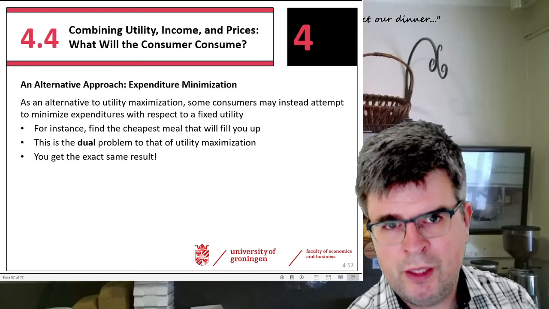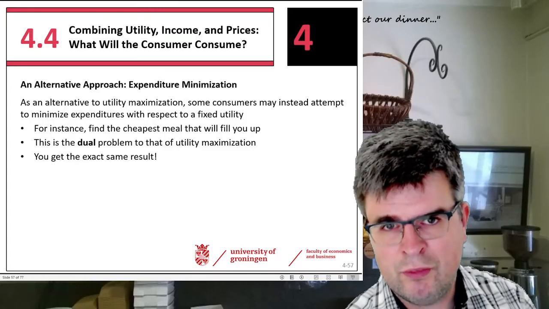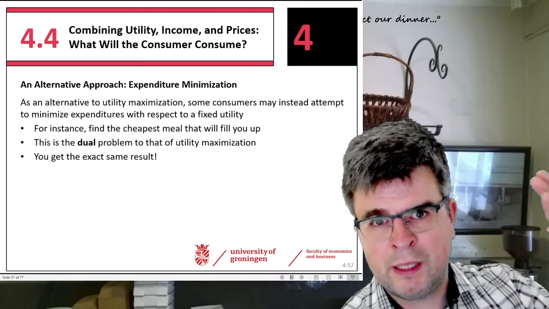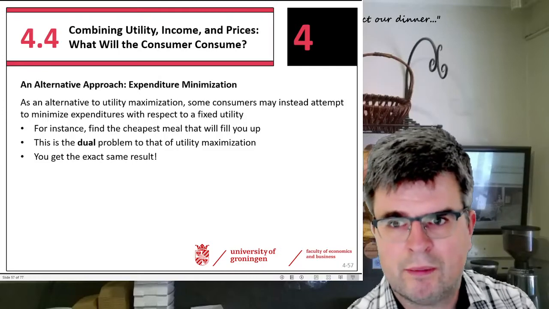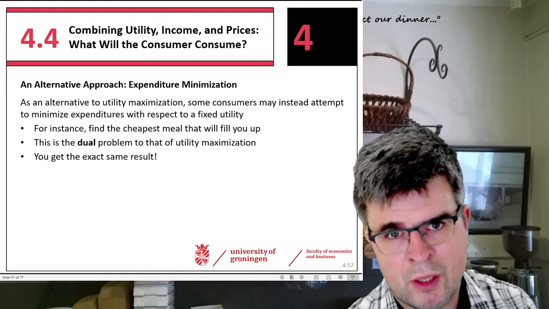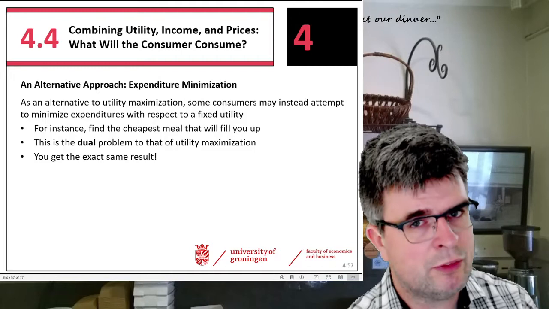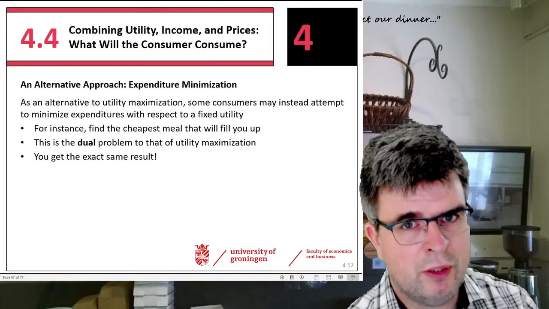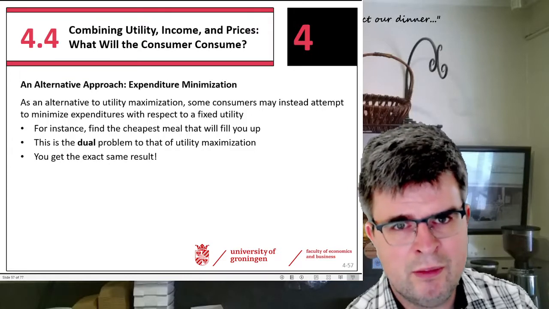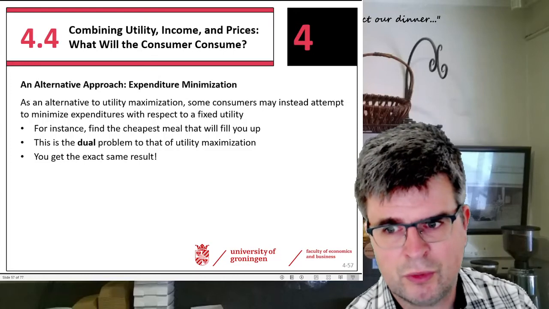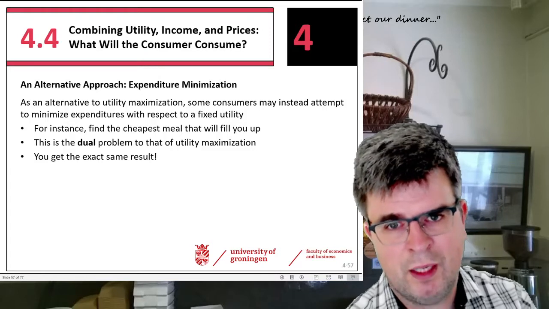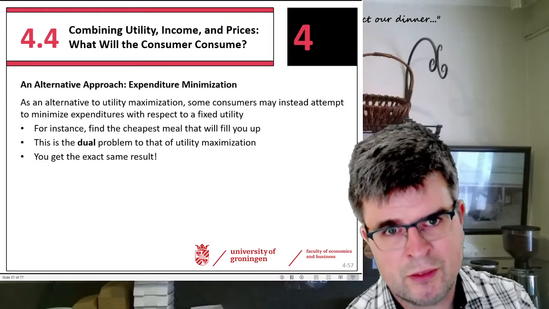In the previous, we took the budget constraint as given, and graphically we moved the indifference curve outward until the point where the indifference curve became tangent to the budget constraint. We can also do it the other way around. We can try to minimize our expenditures. So we can ask the question, given that we want to reach an indifference curve, what are the minimal expenditures? What is the minimum income that I need in order to arrive at that indifference curve? And this is the dual problem of utility maximization. And we will get to the same result.